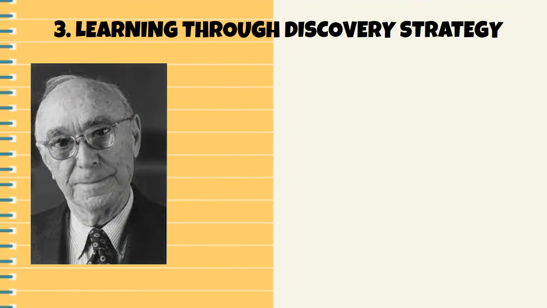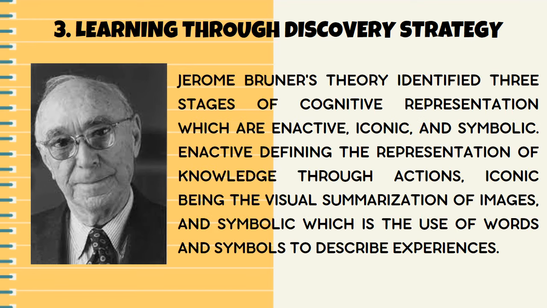Jumping to learning through discovery strategy, Jerome Bruner is a psychologist who built his theory on top of Piaget's theory of cognitive development that was focusing on learning through discovery. His theory identified three stages of cognitive representation, which are enactive, iconic, and symbolic. Enactive, defining the representation of knowledge through actions.